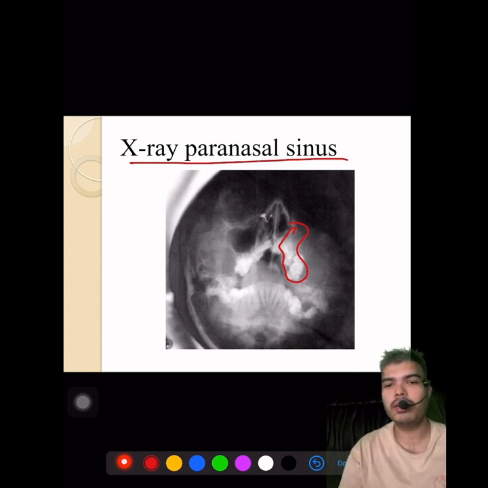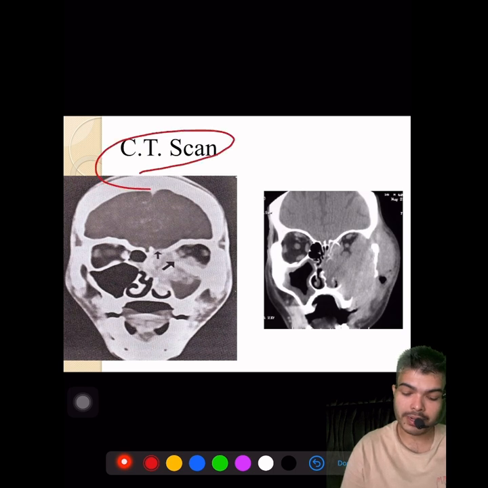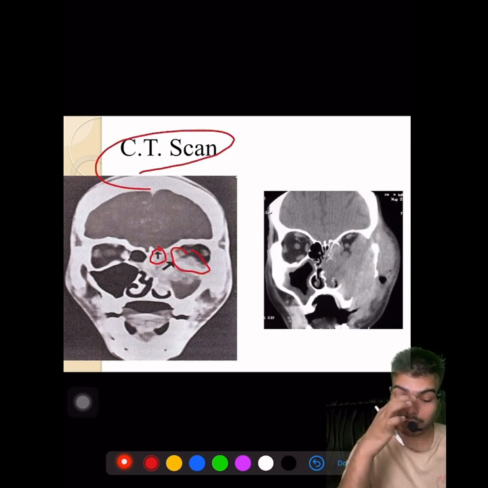Then, of course, the diagnosis will be almost clear clinically itself, right? But CT scan becomes the most important investigation. See how it's spreading towards the orbit, how it's going to the cribriform plate, breaking the cribriform plate, and trying to extend towards the brain. Over here, the total mass is there.